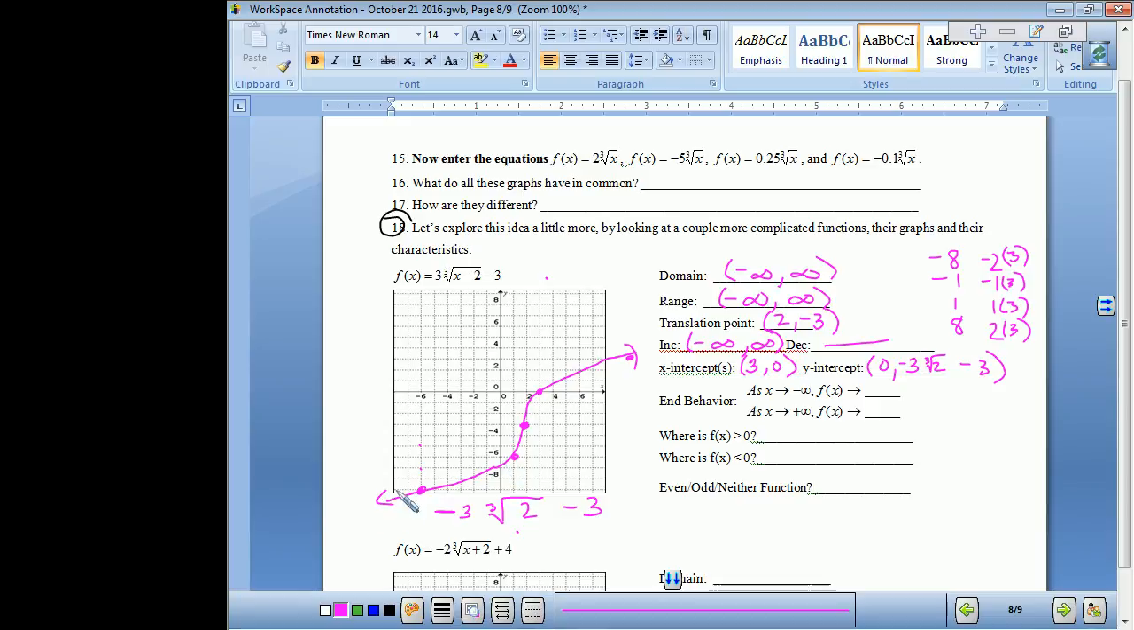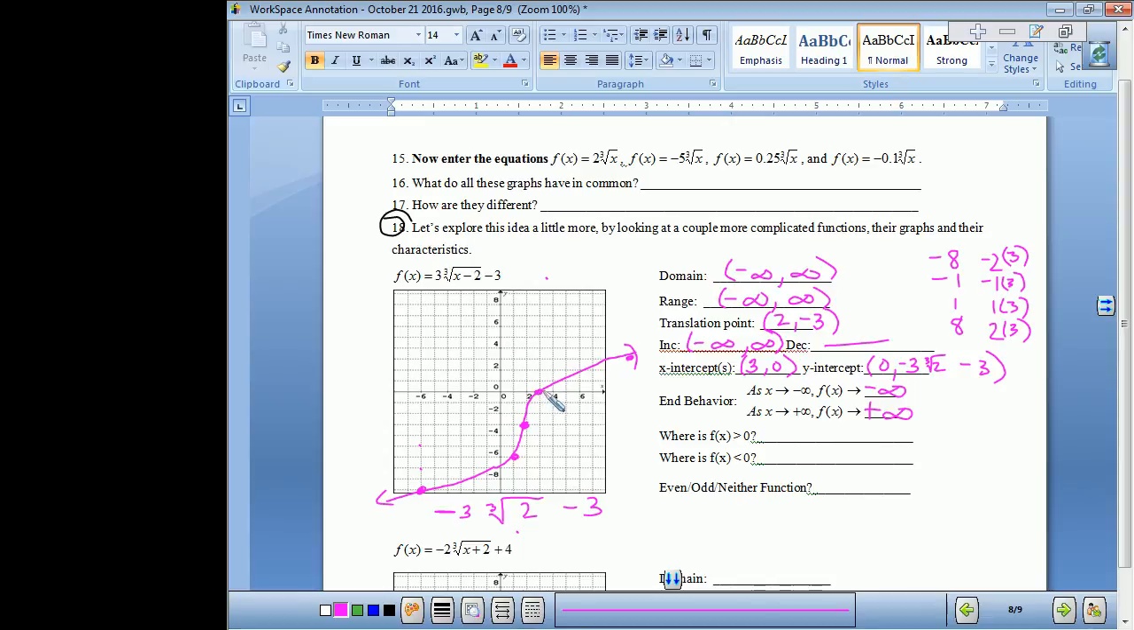Now, as x approaches negative infinity, what is the function doing? It's approaching what? Negative infinity. So it's going down on this side. And what's it doing on this side? Going up. So positive infinity over here.